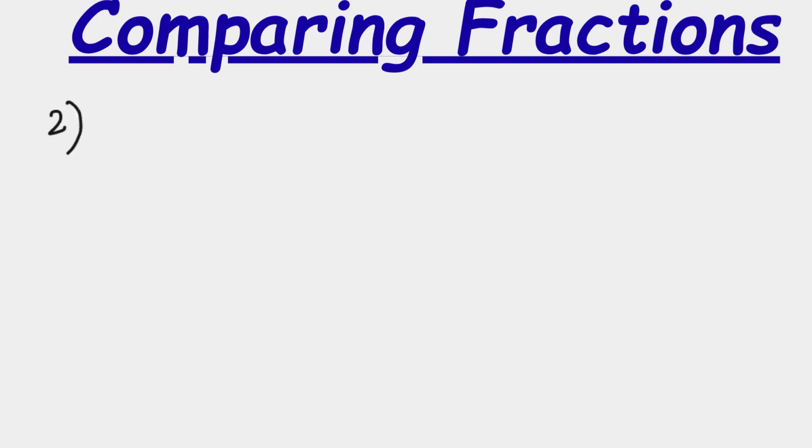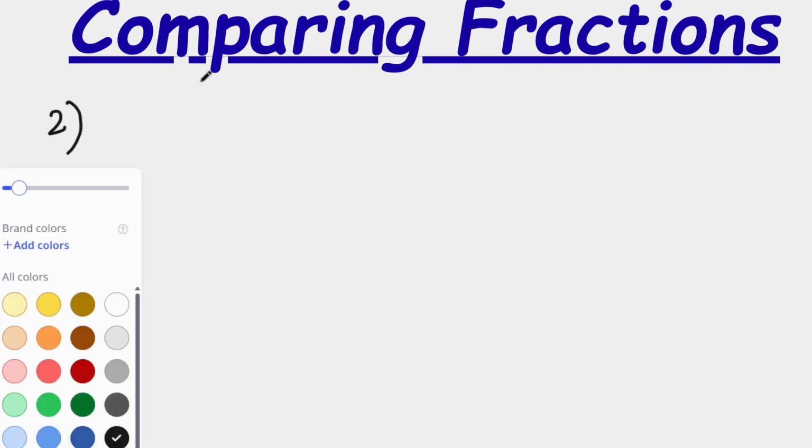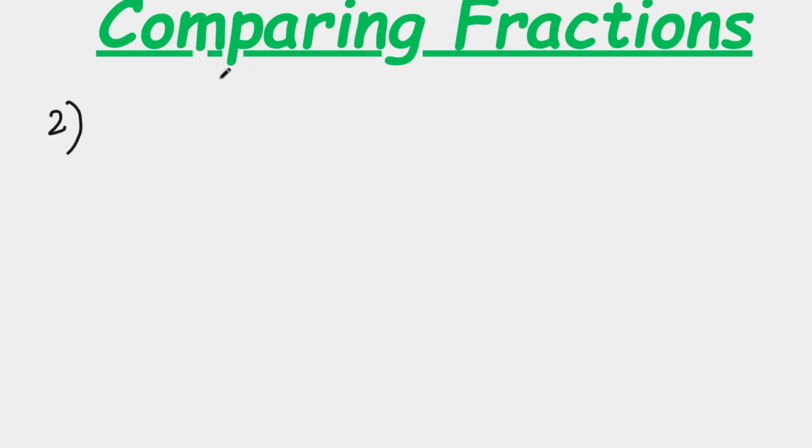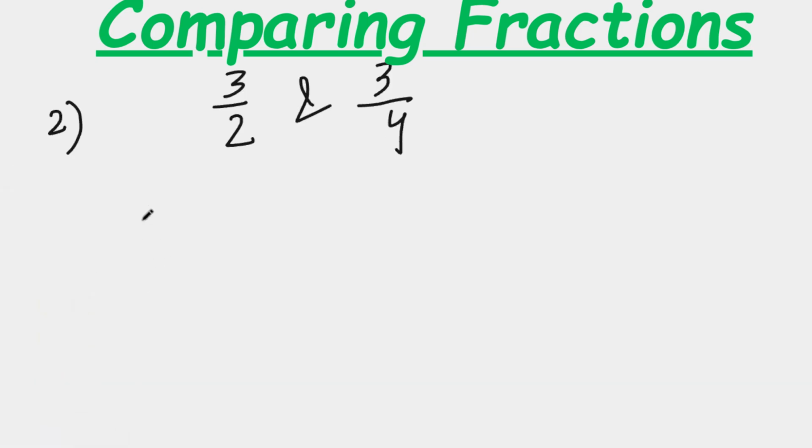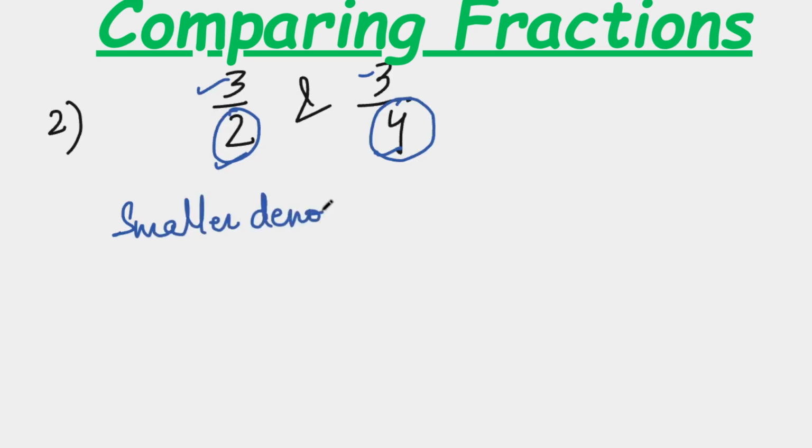Now let's discuss another kind of comparison where you have the same numerators. This time we have the same numerators. Let's suppose we have 3/2 and 3/4. Numerators are the same here, right? In this case, when the numerators are the same, you always need to look at the denominators. This time, the fraction which has a smaller denominator will be the bigger fraction. Smaller denominator means bigger fraction.